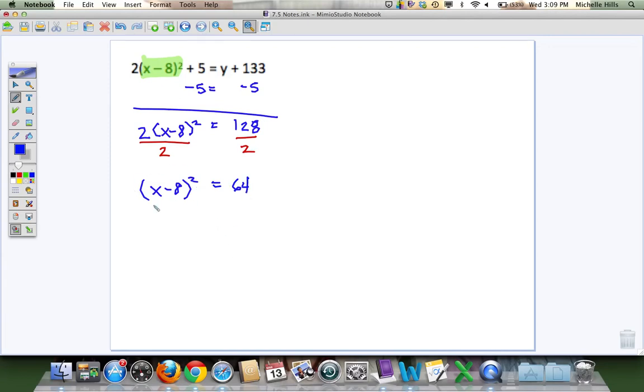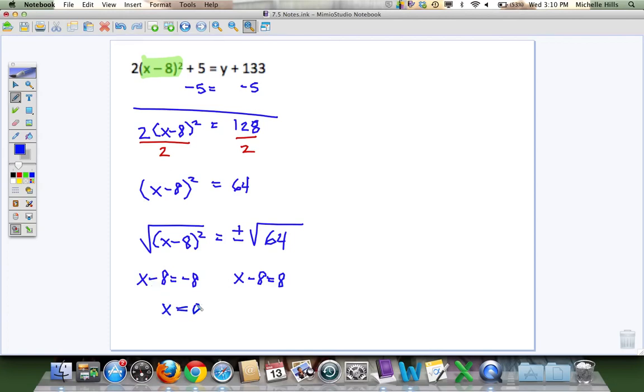Now, the thing that's being squared, the x minus 8, is by itself. So I square root that side, x minus 8 squared, and the square root of that equals the positive and negative square root of 64. So x minus 8 equals negative 8, because the square root of 64 is 8, and x minus 8 equals positive 8. When I add 8 to both sides to isolate the x here, x equals 0. When I add 8 to both sides to isolate the x here, x equals 16.